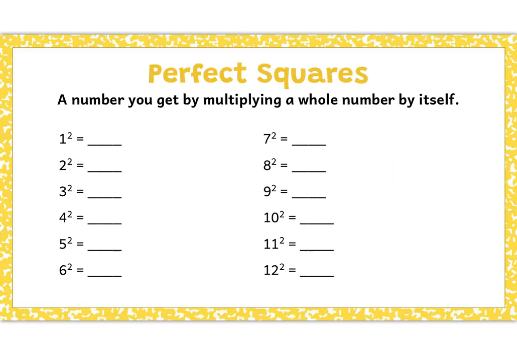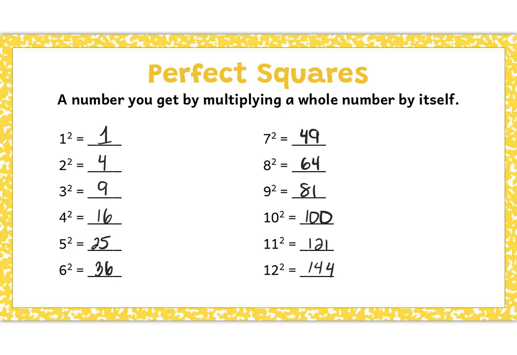Perfect squares are numbers you get by multiplying a whole number by itself. For example, 1 times 1, or 1 squared, gives me 1, so 1 is a perfect square. 2 squared gives me 4, so 4 is another perfect square. 3 squared gives me 9, so 9 is another perfect square. 4 squared is 16, and 5 squared gives me 25. And you can go down the list.